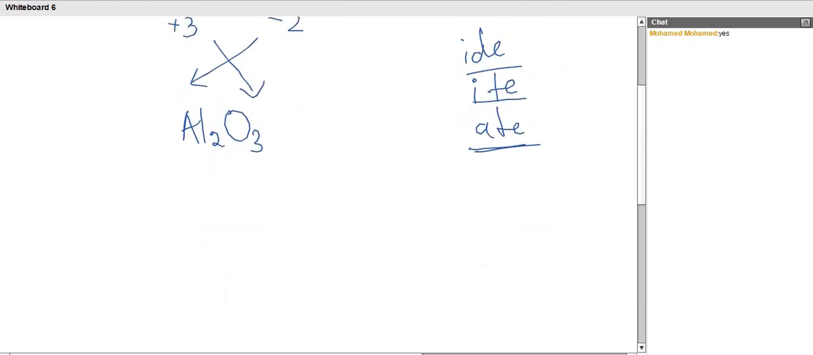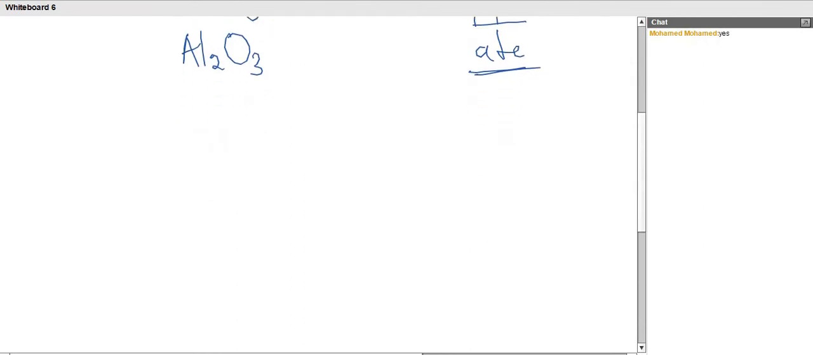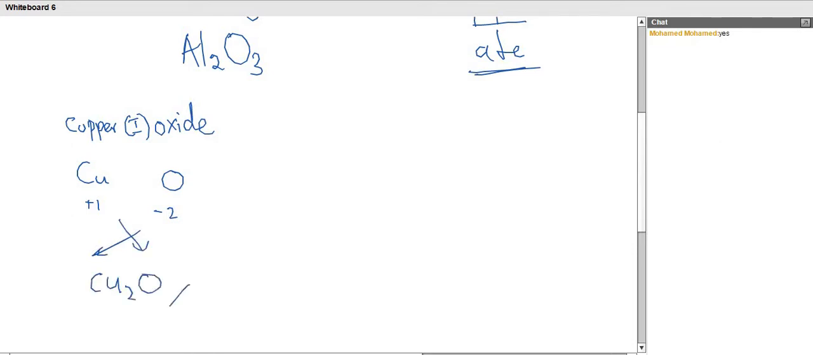If it is a multivalency element, like in the case of copper, then the valency of the cation will be given in capital Roman numerals in brackets. Copper 1 oxide means copper is plus 1, right? And oxygen. Now you might wonder, how do you know it's plus 1? It can be minus 1. Remember, always when you write the name, the cation is written first. The positive ion is written first, the cation. So metals always lose electrons and form cations. Therefore, copper is plus 1, so I write the symbol, and oxygen is minus 2, so Cu2O. Is it clear?